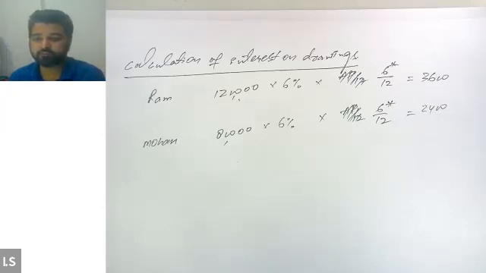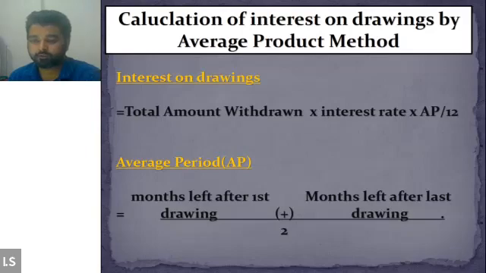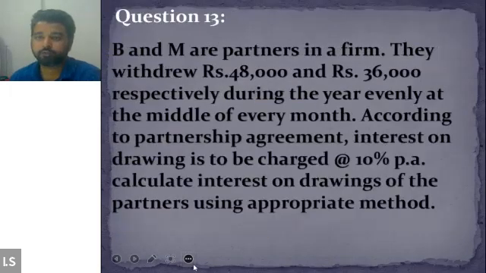Let's discuss one more question, then we will end our session. Now, question number 13. B and M are partners in a firm. They withdrew 48,000 and 36,000 respectively during the year, evenly at the middle of every month. Now, the question specifically tells you about the timing of the withdrawal. So B and M are regularly withdrawing the fund at the middle of the month, and throughout the year they have withdrawn a total of 48,000 and 36,000.